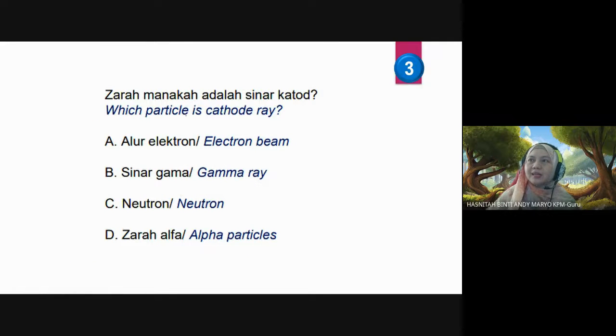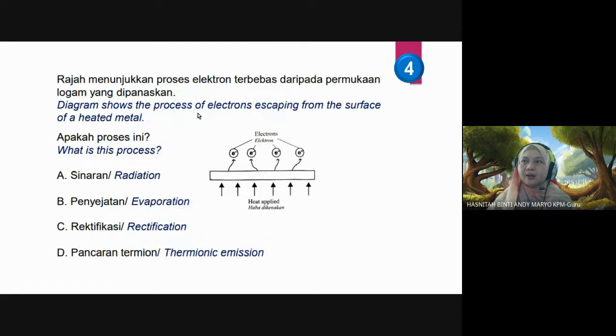Which particle is the cathode ray? The cathode ray is actually an electron beam travelling at high speed in vacuum. So the answer is A. Then next, question number 4.